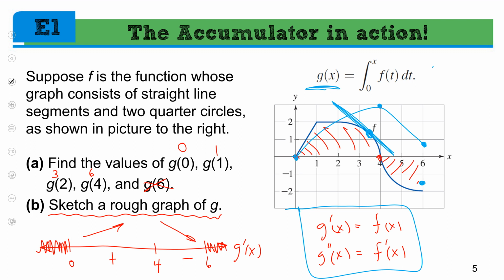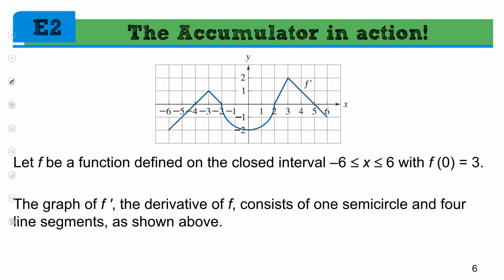So what would it be? Undefined, correct. Very good. Same is true about G double prime of 1, it would be undefined because we have a corner. Okay, let's move on. This is more of the same stuff.